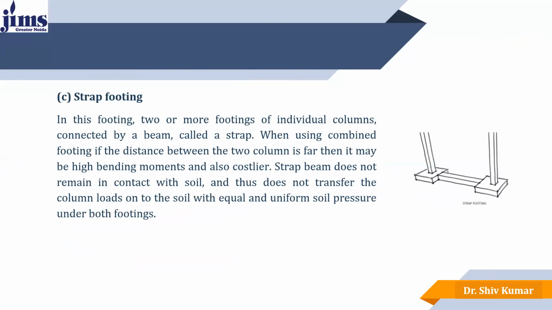The next is the strap footing. The strap is basically an RCC beam which normally connects the footings of 2 individual columns. So in this footing, 2 or more footings of individual columns are connected by a beam, which is called a strap. When using a combined footing, if the distance between the 2 columns is far, there may be a high bending moment and it is also costlier.